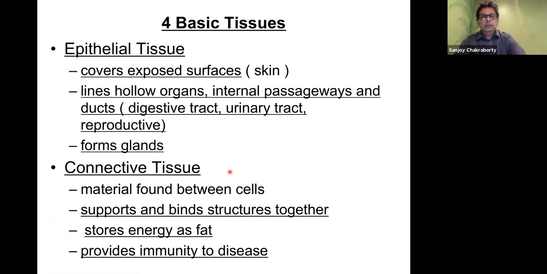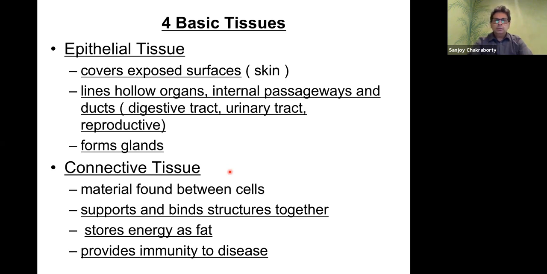Okay, so we know the definition of tissue. Tissue is a group of cells that have similar functions. So a group of cells that have similar functions is called tissue. And there are 4 types of tissue, we know that: epithelial tissue, connective tissue, muscle, and nerve tissue.